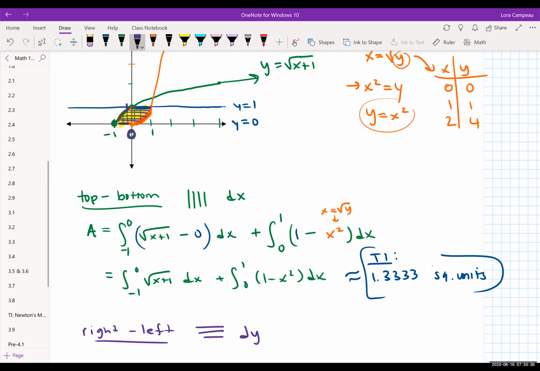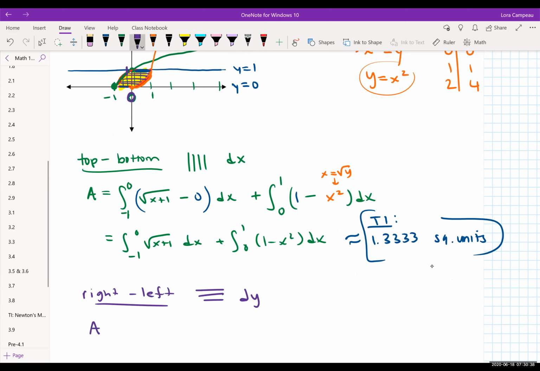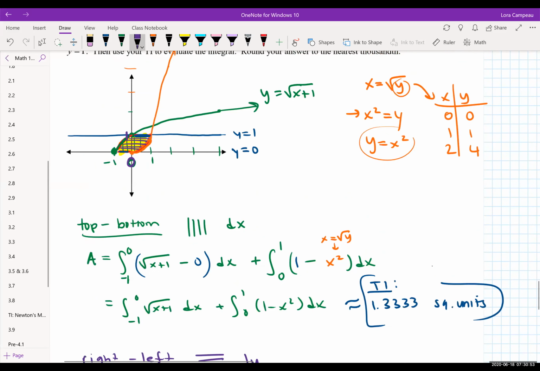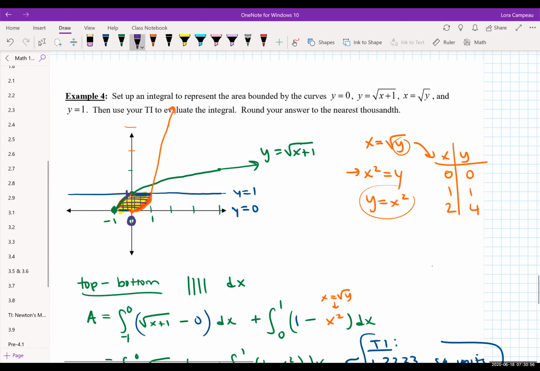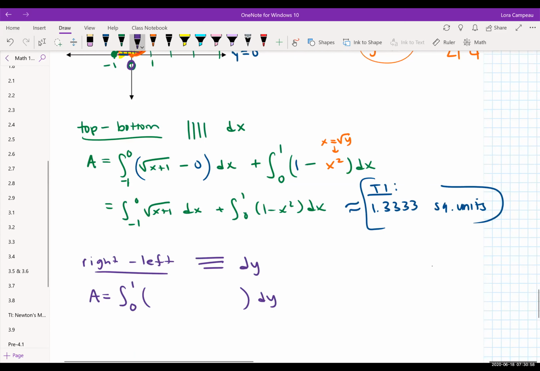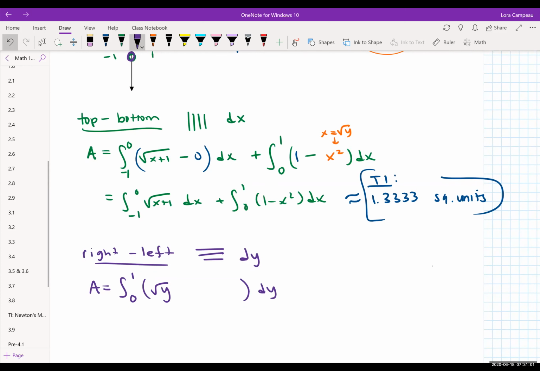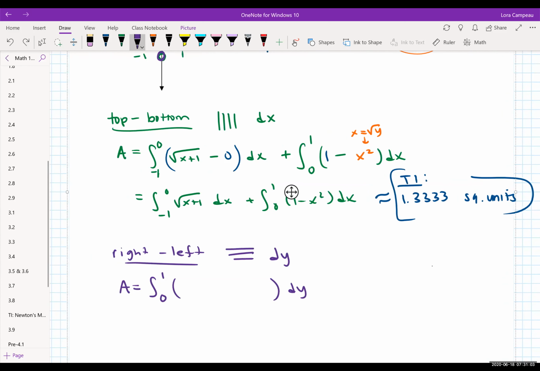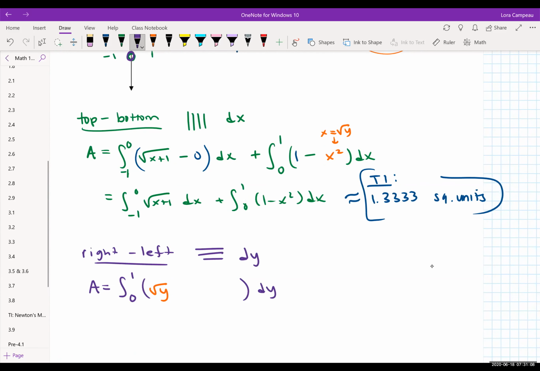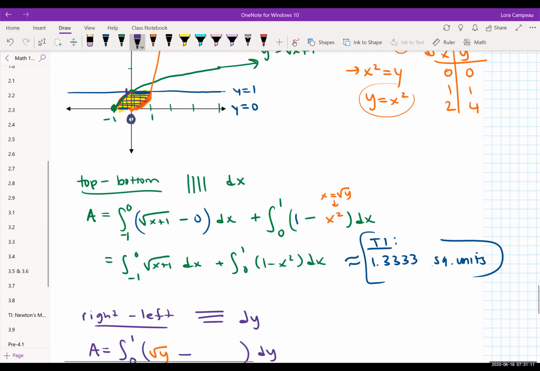So in this case, if I was looking at this picture, my area on the y-axis would go from 0 to 1. And then my right curve, remember, if everything is in terms of y, the right curve is the orange curve, so we would have it as square root of y. Let's color code that just in case. And then we'd subtract off the green curve.